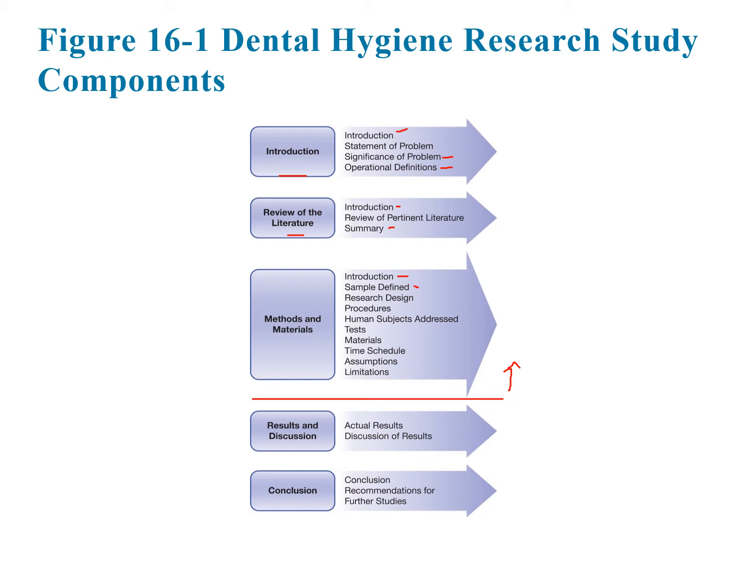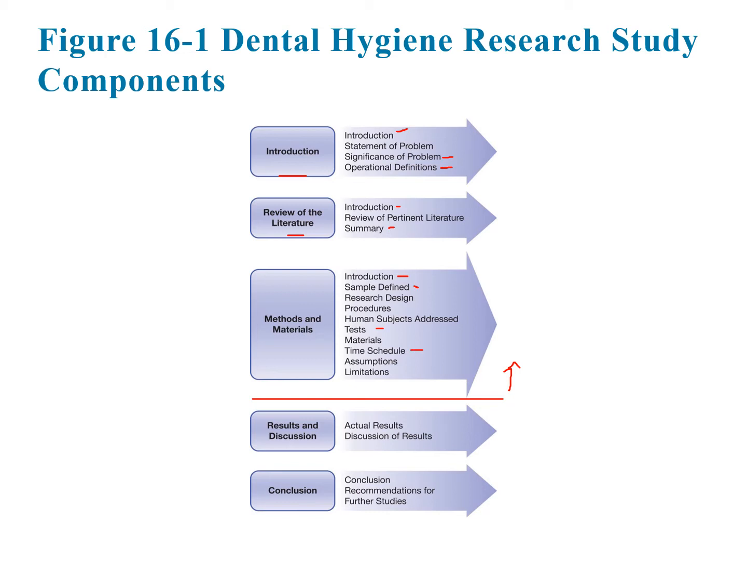The procedures, so you would map out: first we reach out to people this way, and then we get informed consent, and then we give the participants education, and you basically list through everything you do. Human subjects addressed is if you're using human subjects, obviously you're going to have to address consent and ethics and things like that in institutional review boards, which we'll talk about a lot in this term. The test that you use in order to find the answer to your question. The materials, the time schedule, things like that.